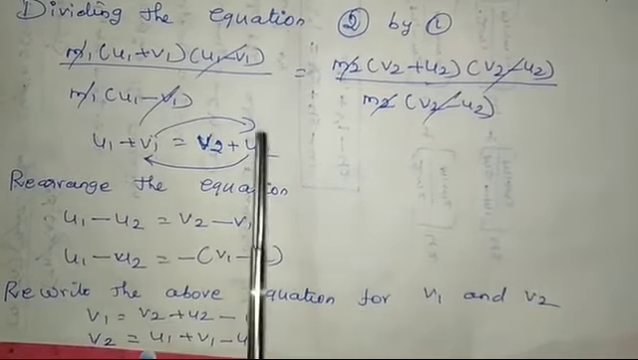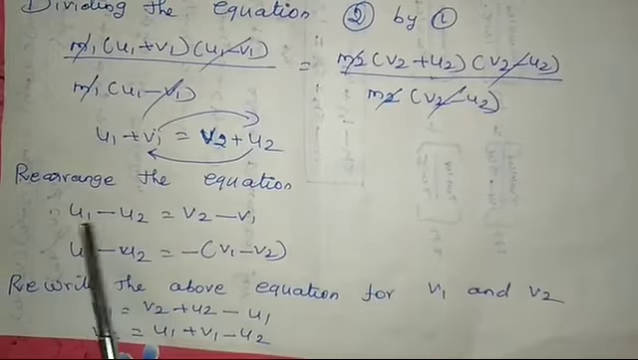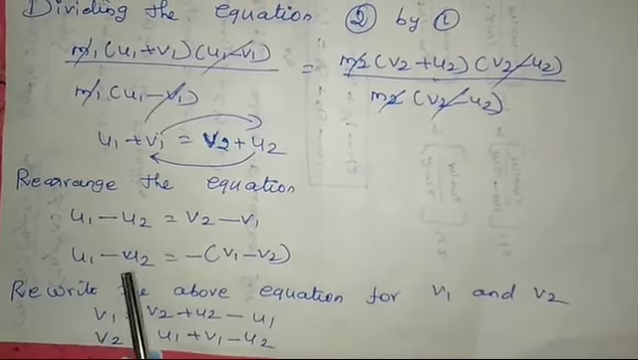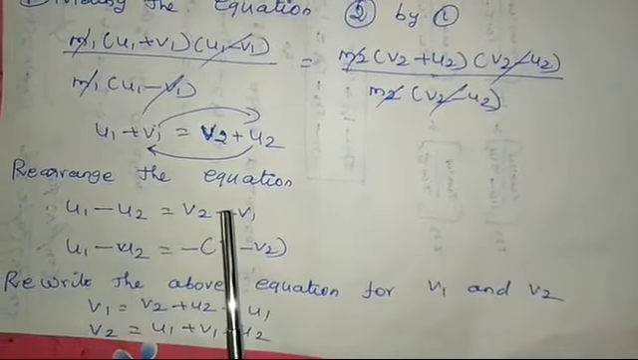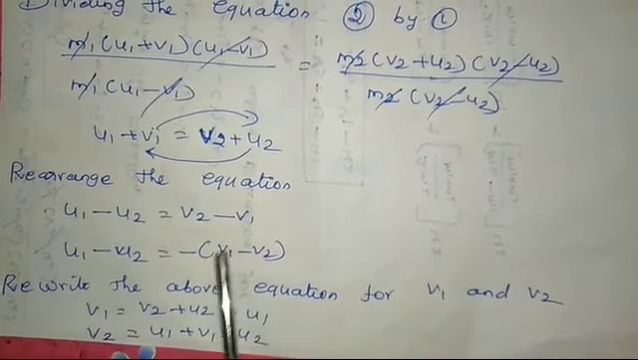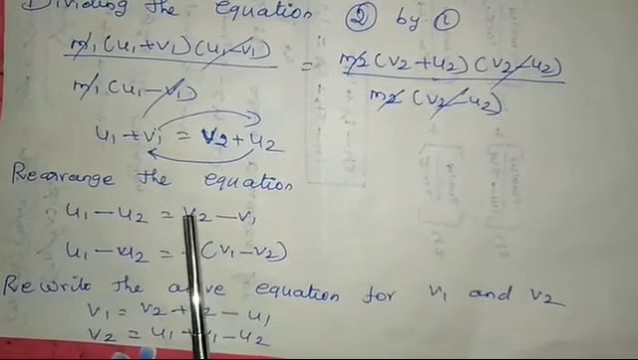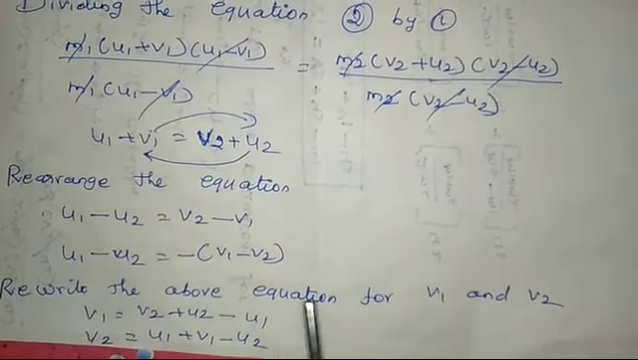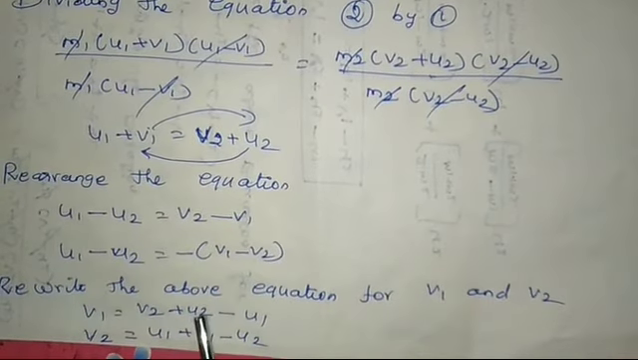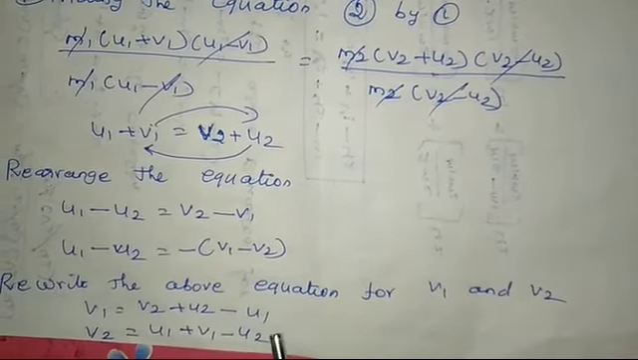So v1 going that side, u2 coming this side. So we rearrange the equation: u1 minus u2 is equal to v2 minus v1. So u1 minus u2 is equal to this, taking common minus here. So v1 coming here, v1 minus v2, so minus into minus is plus, so plus v2. Okay, rewrite the above equation for v1 and v2. v1 is equal to v2 plus u2 minus u1. v2 is equal to u1 plus v1 minus u2.